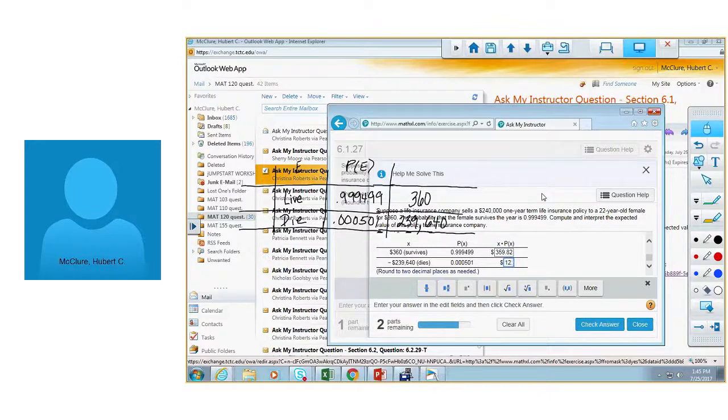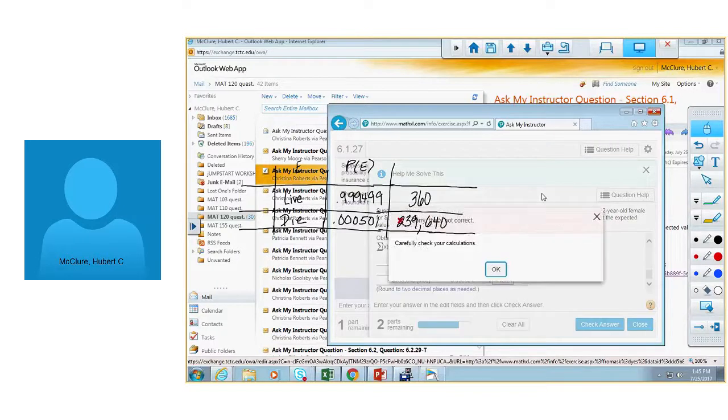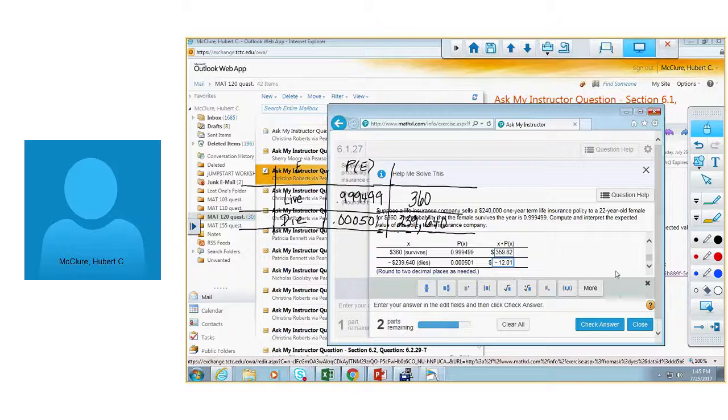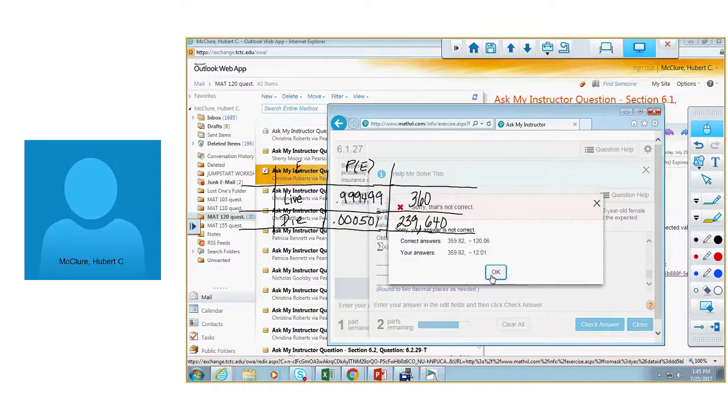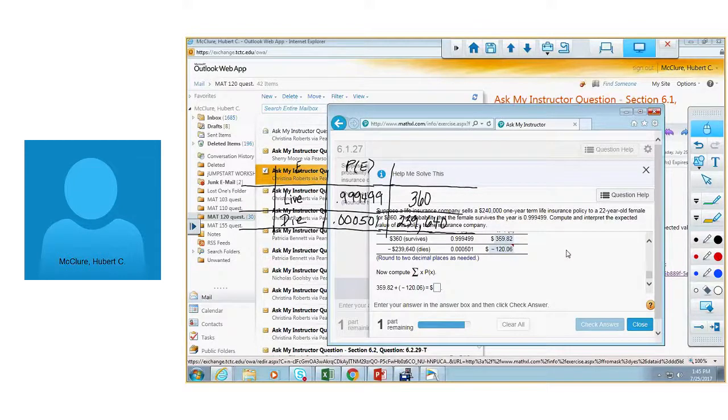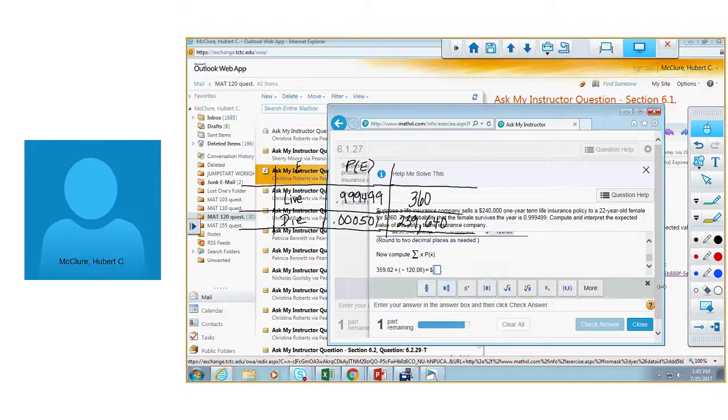Be negative, right? Negative 12.01, and add those two together. Okay, it said that I was wrong. So 120.06. You read the wrong number. Add those two together, and what do you get? What's 359.82 minus 120.06?